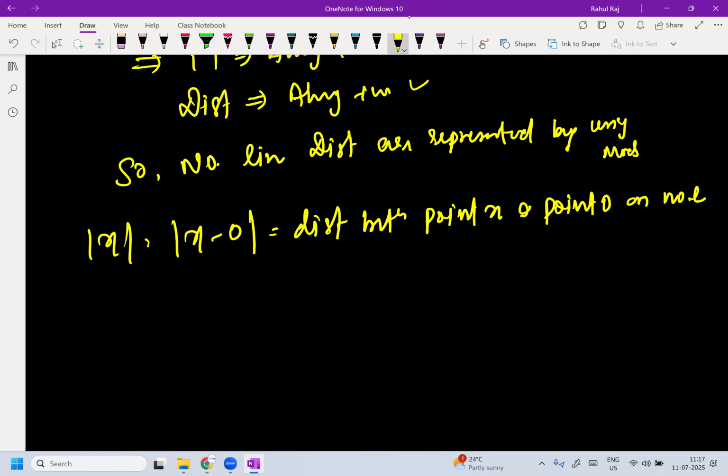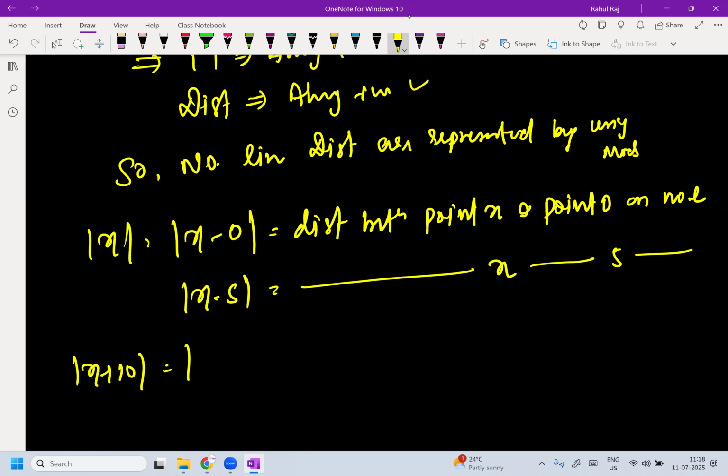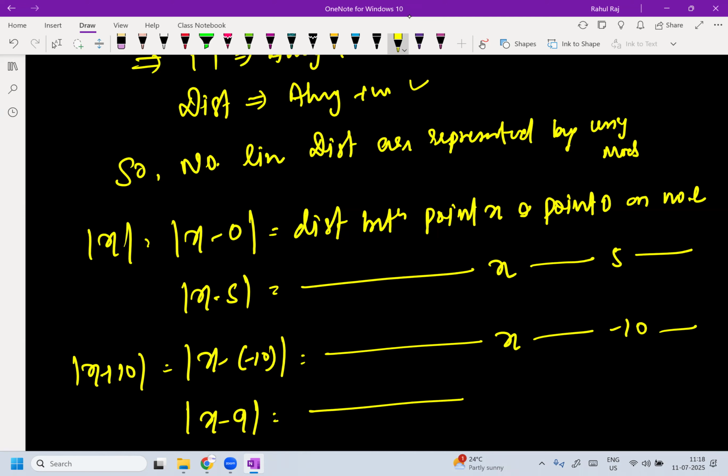Always on the number line. So mod of x minus 5 is what? Distance between point x and point 5 on the number line. Mod of x plus 10 is what? Distance between x and negative 10 on the number line. So I can represent it as mod of x minus a as the distance between point x and point a on the number line.